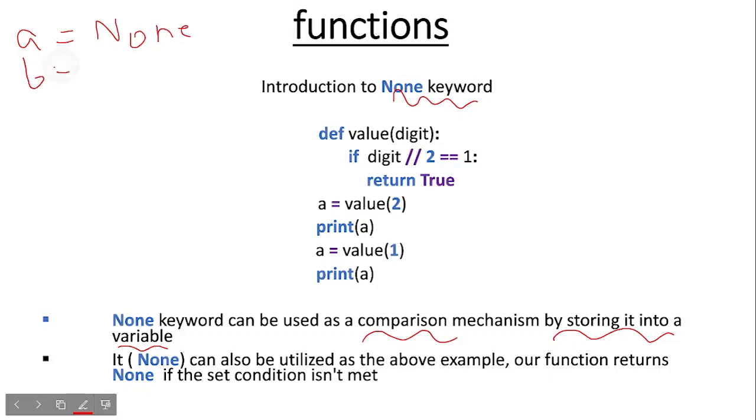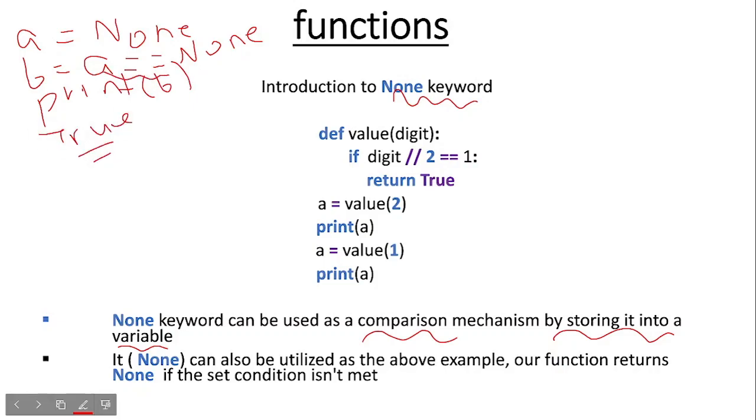Then inside our b variable, we will store the result of us comparing a variable with a None value. So we have a variable, comparison mechanism, and None value. Then inside the print function, we will store our b variable as an argument. So true Boolean will be displayed on our screen as a variable does indeed equal to None value. So this is one of the ways of using None keyword.